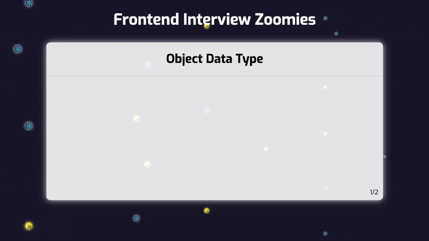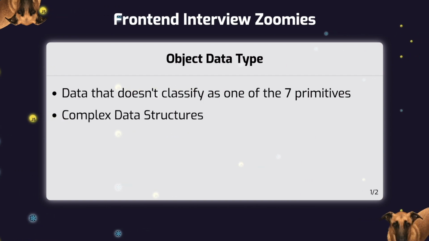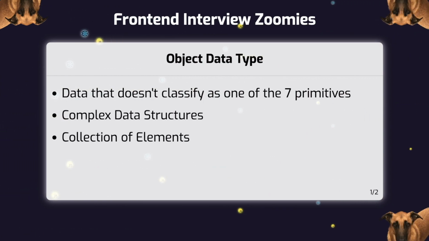Hi there and welcome. Yesterday, we took a look at primitive data types, and we mentioned that there were 7 different primitives. Well, there is one more data type, the object. Essentially, everything else that doesn't fall under any one of these 7 primitive data types is an object data type. Object data types allow the creation of complex data structures that can form a collection of elements.